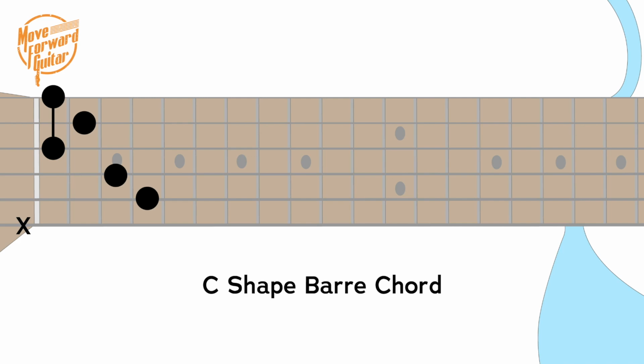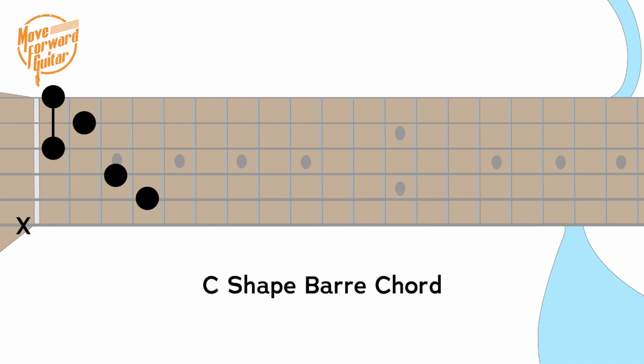All bar chords are movable if they don't have open strings in them. And this is a shape we can play anywhere up and down the fretboard. And like I said, it's no longer a C chord anymore, but it's a C-shape chord. And if that's confusing, don't worry, I'm going to explain all that as we go through this lesson.